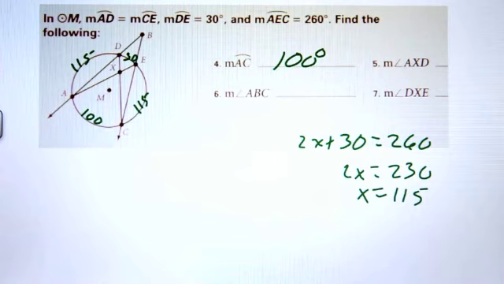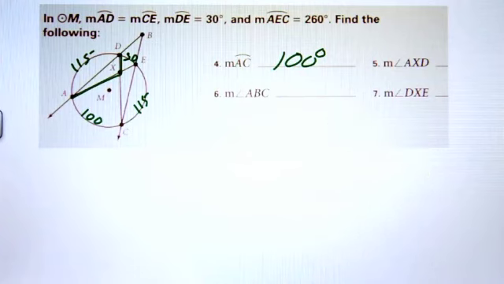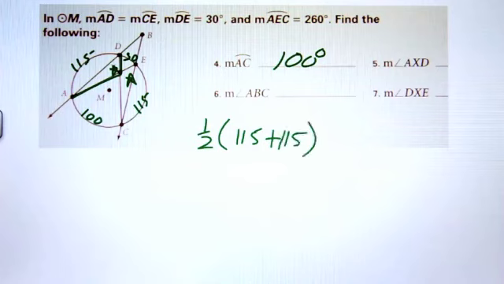Now to figure out AXD, that's this angle right here, according to the theorem we have, it's half the sum of the two arcs: AXD's arc and its vertical angle's arc, the one right on the opposite side. So AXD would be arc AD, that's 115, plus the arc of the angle on the opposite side, the EXC angle, whose arc is also 115. So half of 115 plus 115 is 115. Well, that one worked out pretty easy.